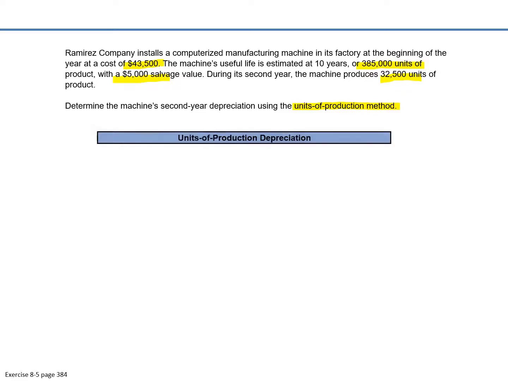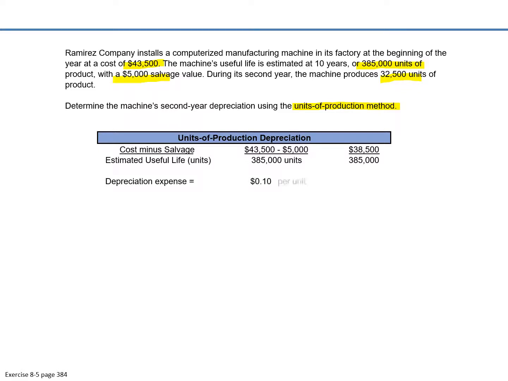Okay, so units of production depreciation is cost minus salvage, and instead of divided by useful life, it's divided by the total units, right? So we have 43,500 minus 5,000 divided by 385,000 units. So that's 38,500 divided by 385,000 units. So we have depreciation expense of 10 cents per unit. So in year two, you take your units produced of 32,500 times your 10 cents. We have $3,250 of depreciation in year two. Okay.